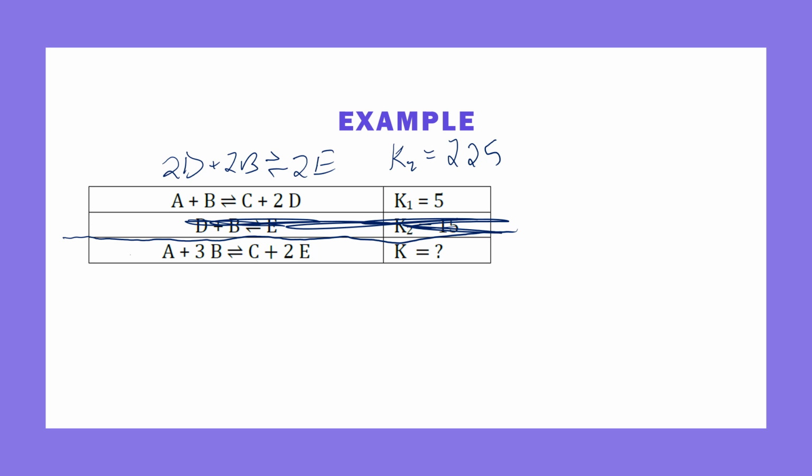That way, now that I have these two reactions, A stays the same. We have a total of 3B. Our 2D cancels out, and we have 1C and 2E. So that adds up perfectly. So because the reactions add up, you want to multiply the two values of K. So you'll do 225 times 5, and you'll get that the overall value is 1125. Very large value of K, definitely going to favor the products.